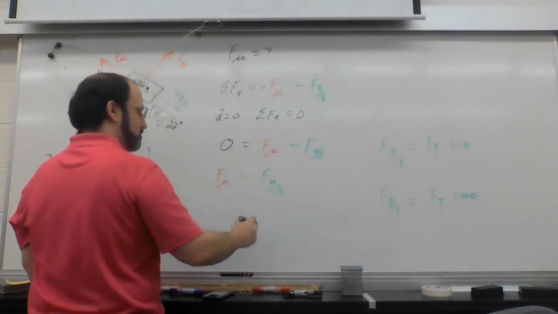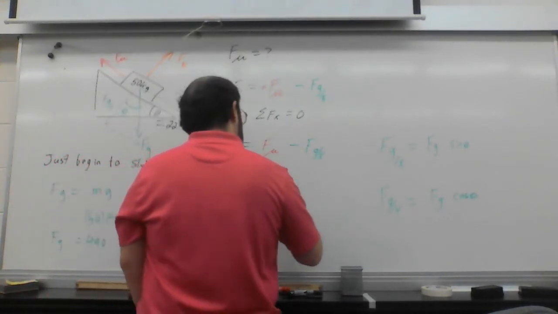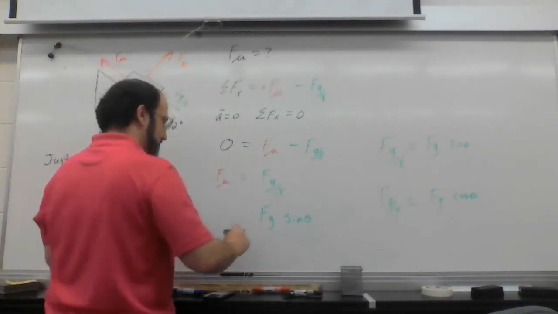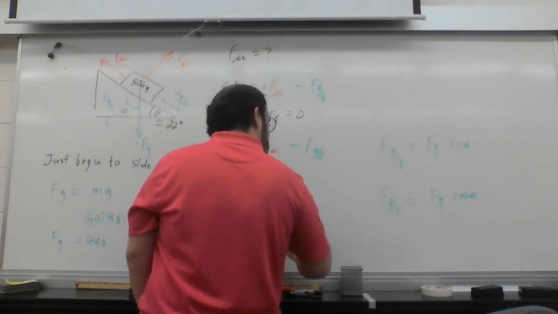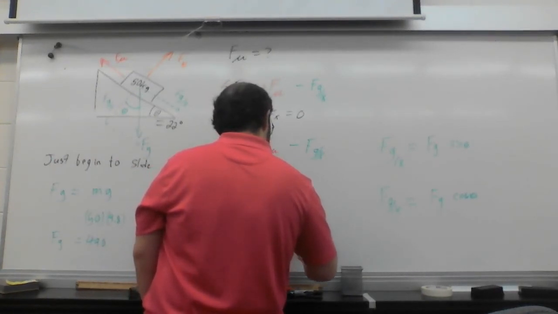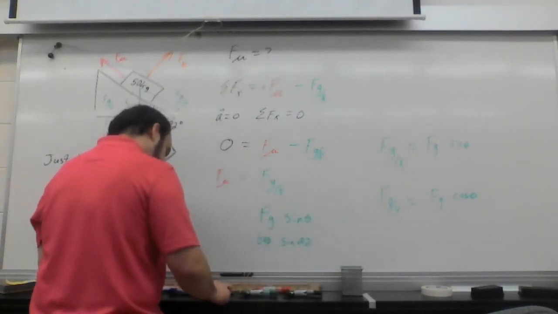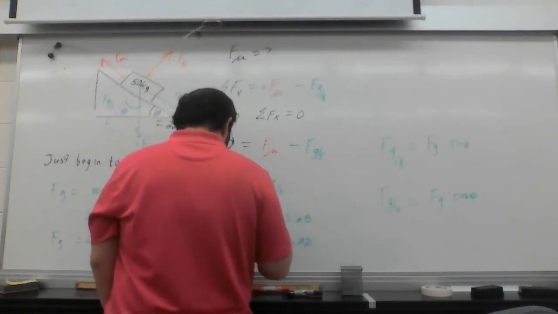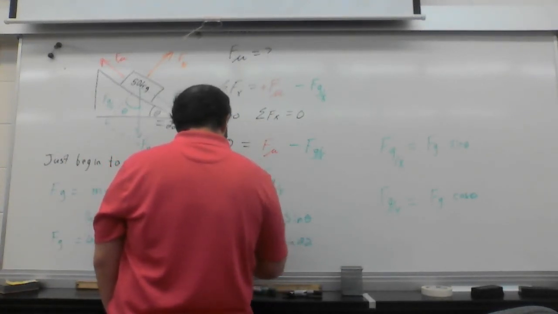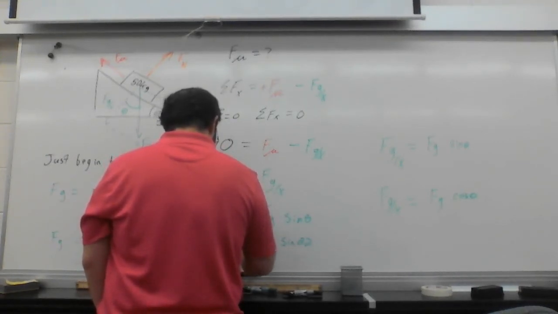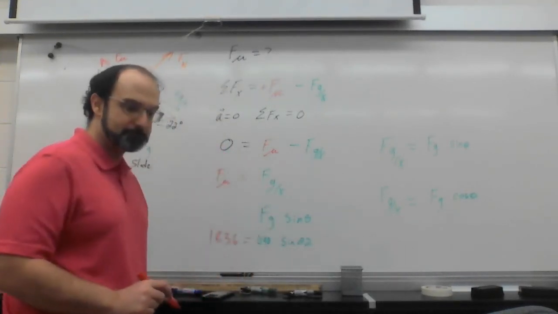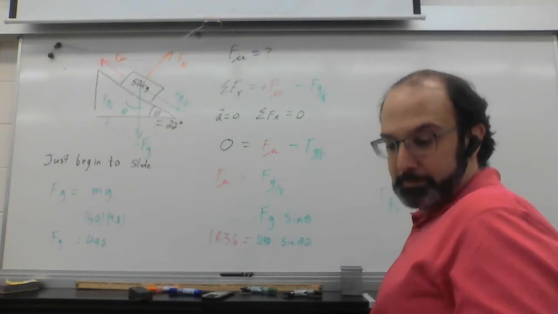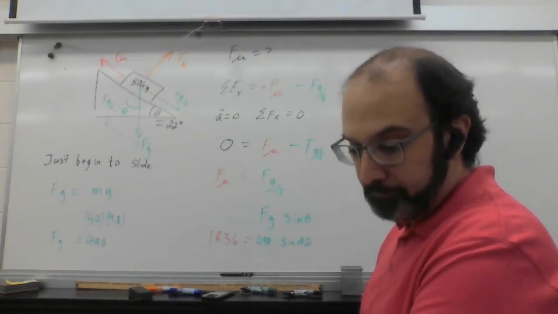So Fg sine theta is the same as Fgx. So I could put here 490, and then the sine of 22. And that tells me that the final answer should be 183.6. Okay, it's not so bad.